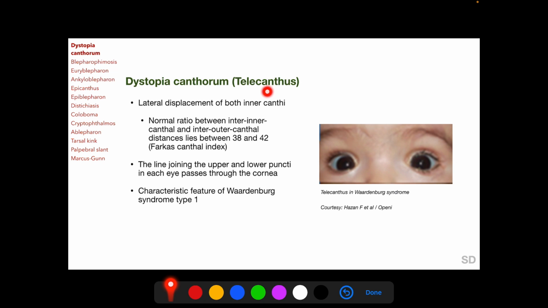In Telecanthus or Dystopia canthorum, there is a lateral displacement of both inner canthi. As we see here in this picture, the medial canthi are located further away from each other than they normally are, and there is a Farkas canthal index which tells us that the normal ratio of the distance between the two inner canthi and the distance between the two outer canthi lies between 38 and 42. In Telecanthus, the line joining the upper and the lower puncti of each eye passes through the cornea, and Telecanthus is a characteristic feature of Waardenburg syndrome. So this is actually a patient with Waardenburg syndrome.